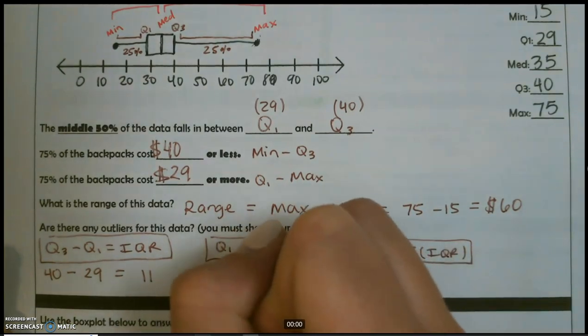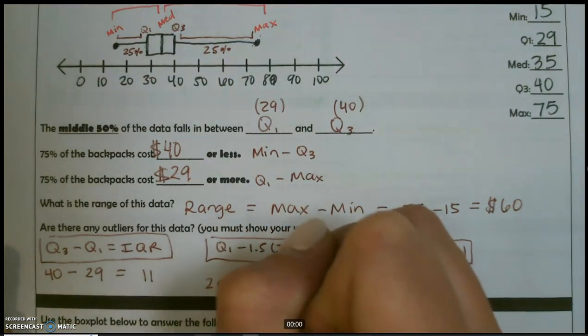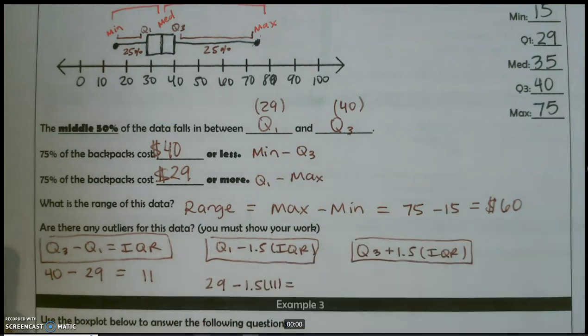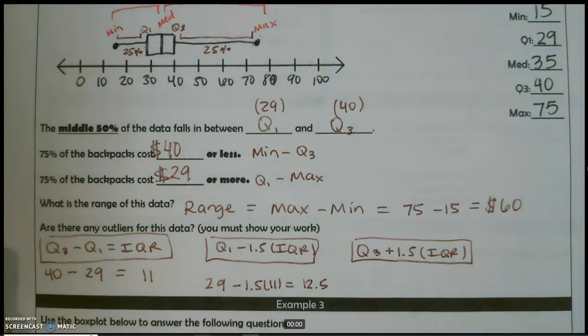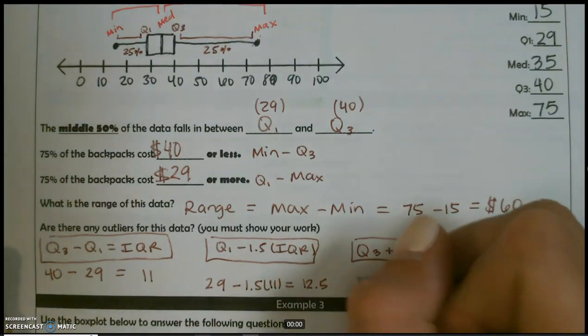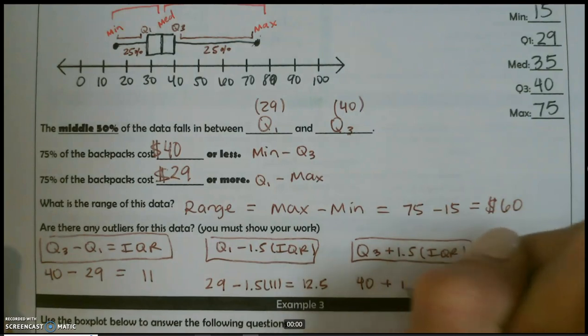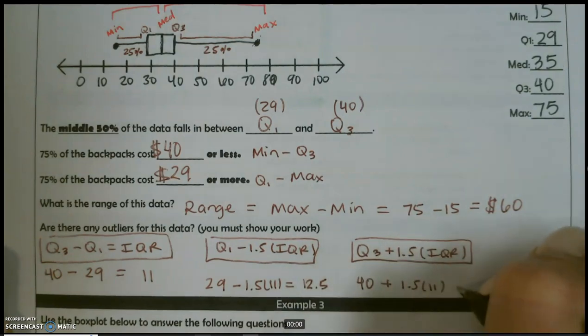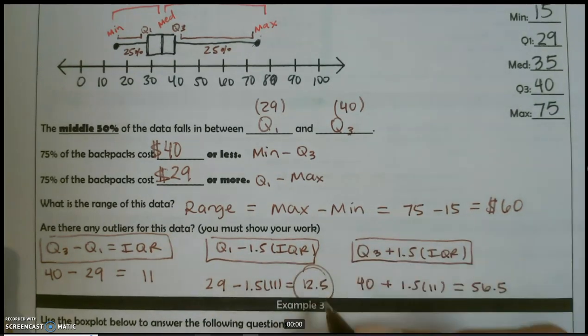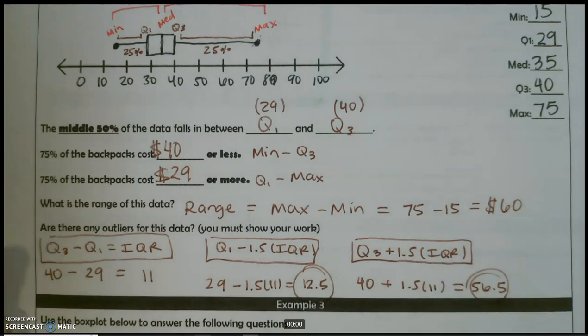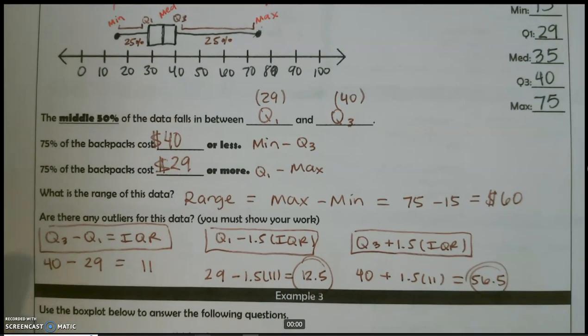So let's see, that'd be 29 minus 1.5 times 11. So that'd be 29, let's see, minus, that'd be 12.5. And then we have Q3 plus 1.5 times 11. Let's see, that would be 56.5. So anything that is less than this or greater than that would be considered an outlier.